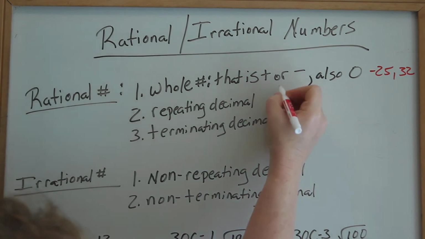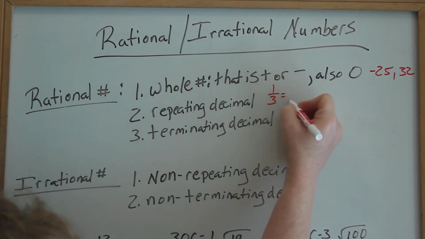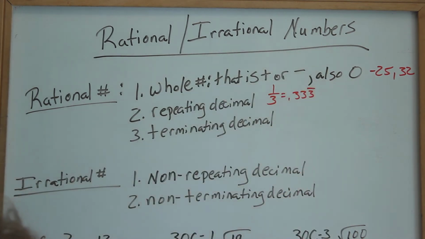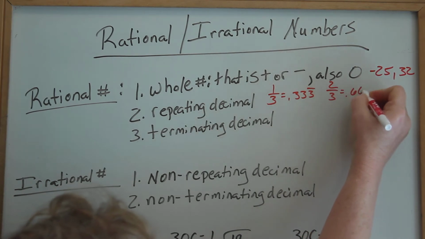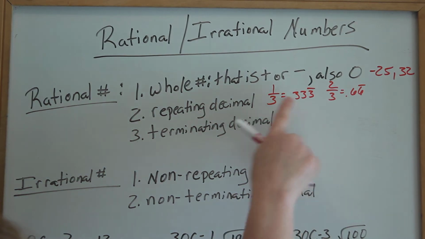Let me give you an example. 1/3. If you do 1 divided by 3 in your calculator, it's 0.333, so forth and repeating. 2/3, that would be 0.66 and repeating. So 1/3 and 2/3 are rational numbers. So all you have to do is put it in your calculator to see, is it a repeating decimal?